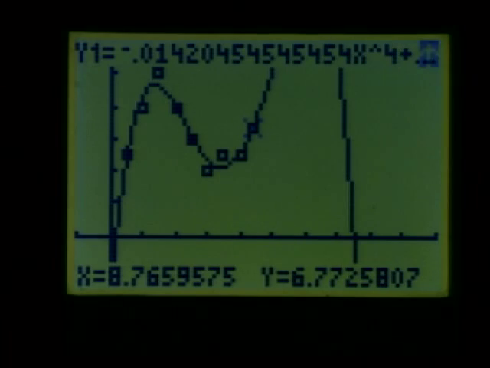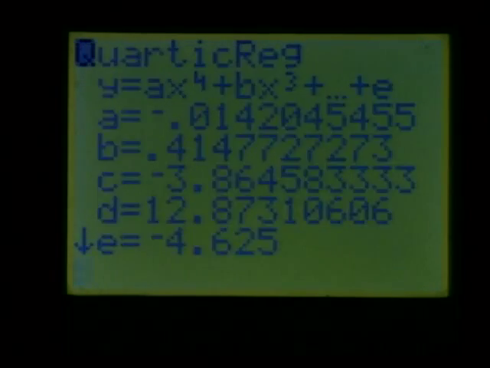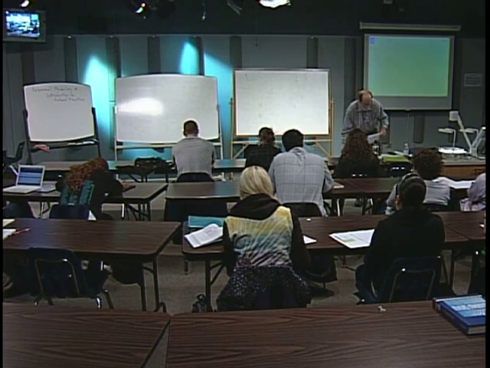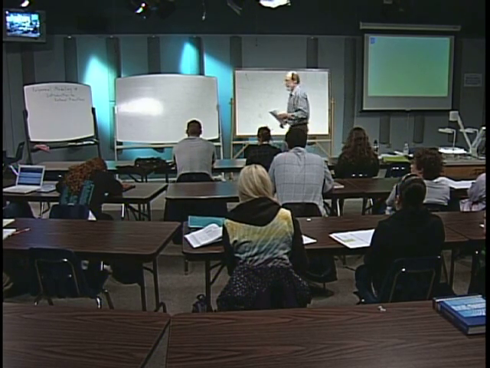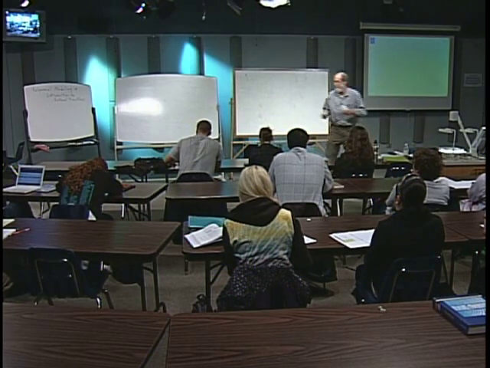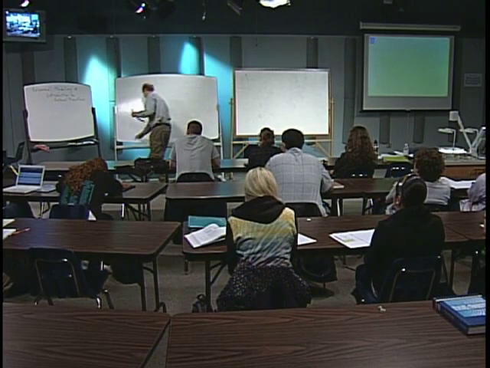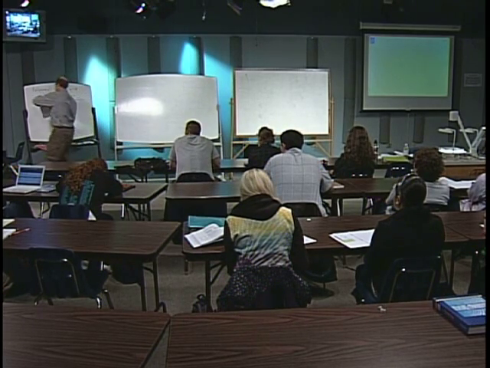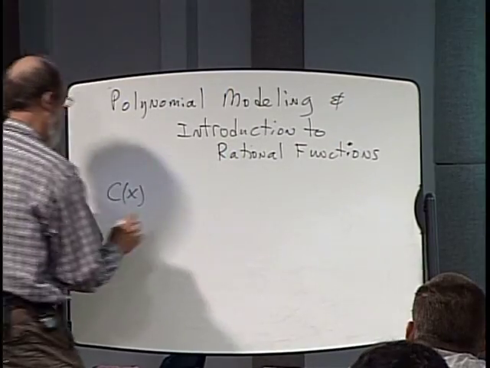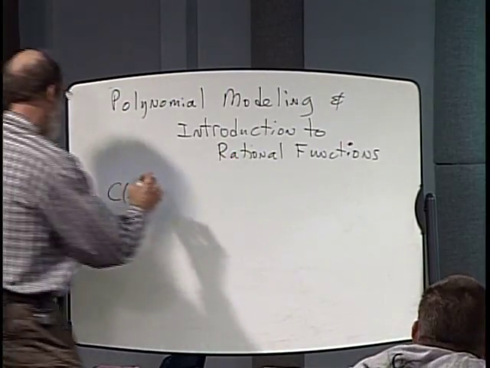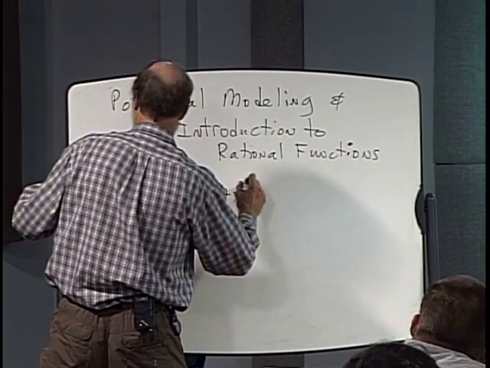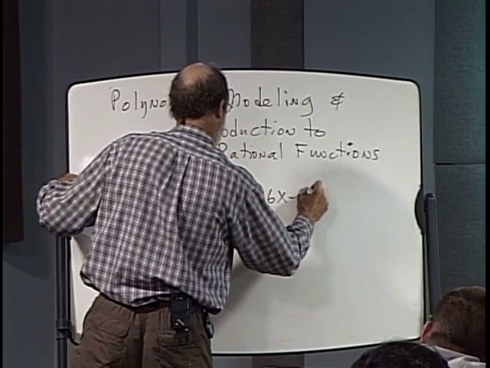Okay, let's go back up on the board now and look at another model that I'm going to go ahead and write up here. Let's do one more polynomial. And this is going to be a cubic polynomial, so I'll just call it c of x. And it happens to be x cubed plus 7x squared plus 6x minus 18.